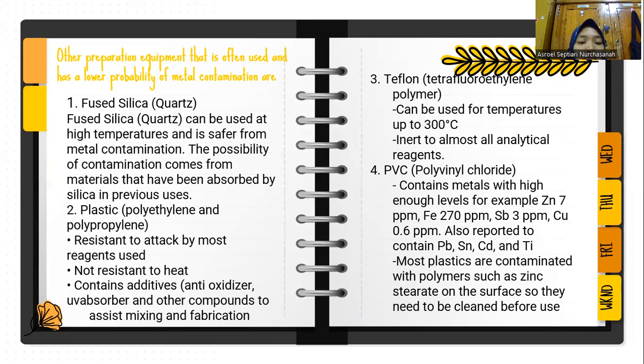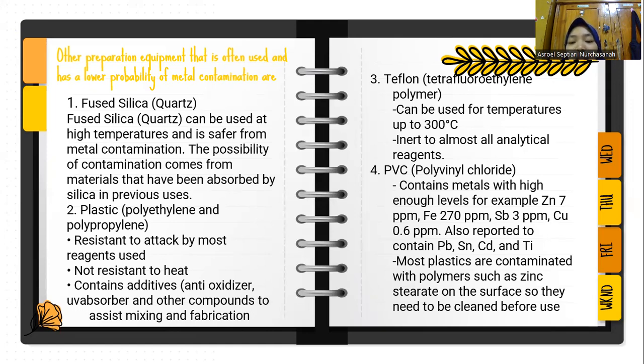2. Plastic. Polyethylene and polypropylene are resistant to attack by most reagents used, but not resistant to heat. They contain additives, antioxidants, UV absorbers, and other compounds to assist mixing and fabrication. Teflon, tetrafluoroethylene polymer, can be used for temperatures up to 300 degrees Celsius, and is inert to almost all analytical reagents.